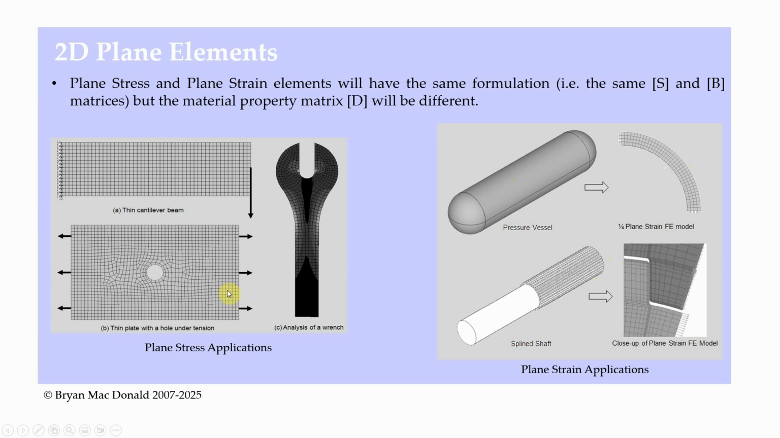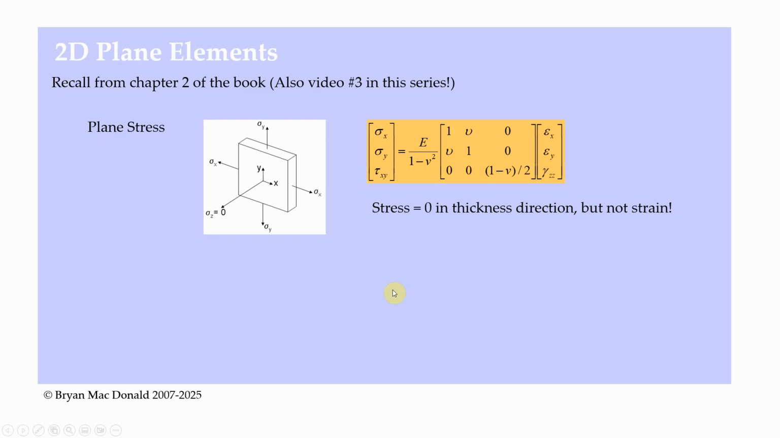As their name suggests, this one here has zero stress coming out of the screen, but not zero strain. And this one here has zero strain. In other words, it's not going to change its length in the thickness direction, but it is allowed to have stress in that direction. We've talked about these previously, so they're back in chapter 2 of the book and also video number 3 of this series, where we went through what plane stress and plane strain are.